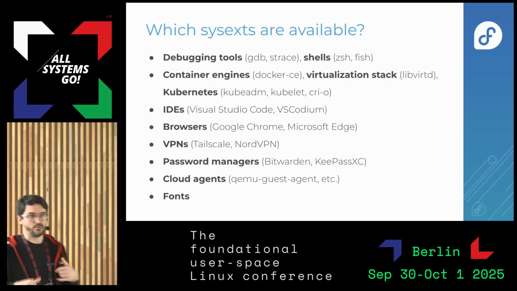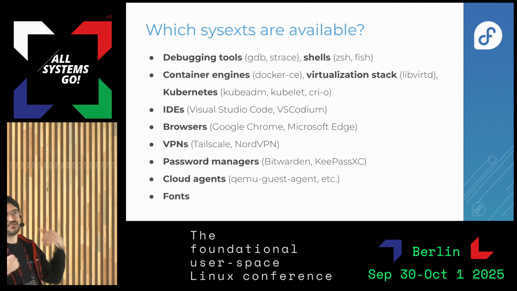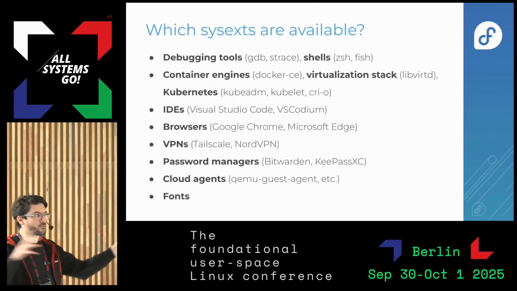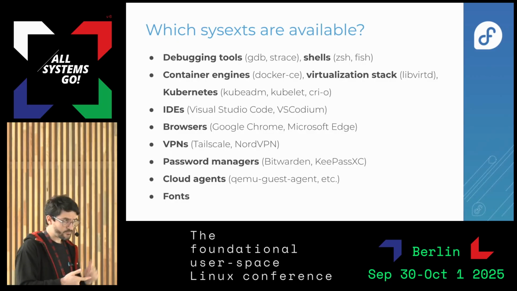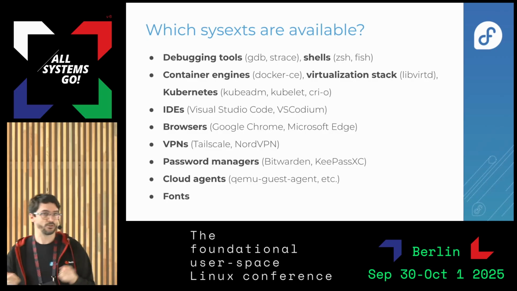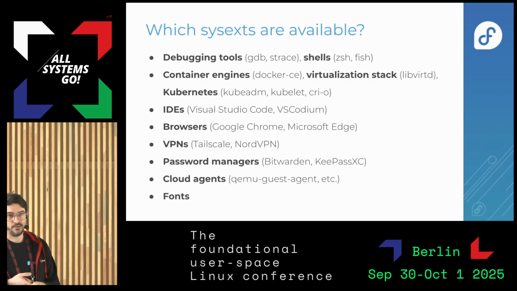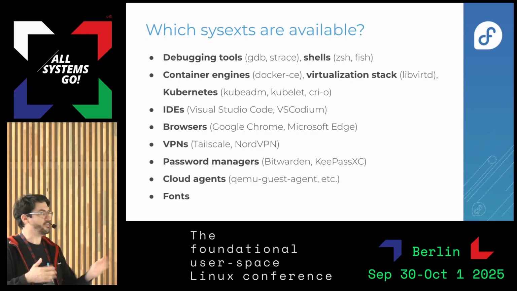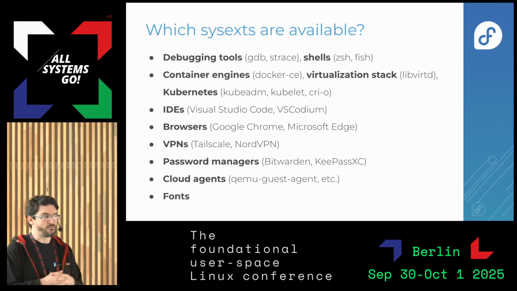So what do we have available? If you go there, you can take a look at the Sysexts that we've produced. It's not just me, it's also contributions from the community. We've got a bunch of things that people are using and find useful. Debugging tools are the classical one, the first use case. Shells, people want to use different shells than the default, which is Bash. The other most common thing is all the container engines, the virtualization stack, Kubernetes, all that stuff. There are things that you cannot run in containers by definition, because you want to use them to run containers. So you have to layer them on your system to be useful.